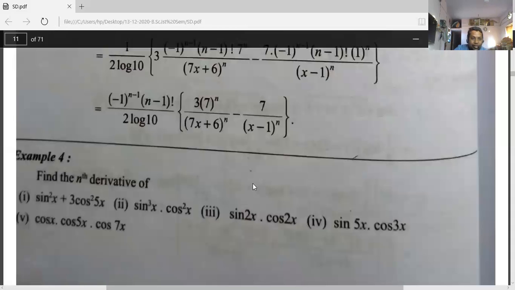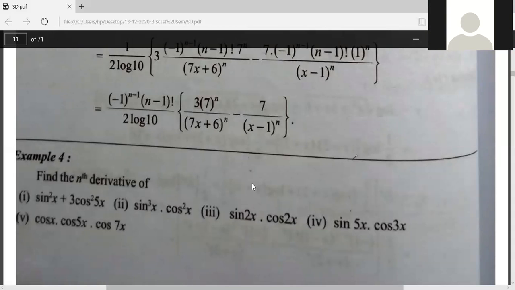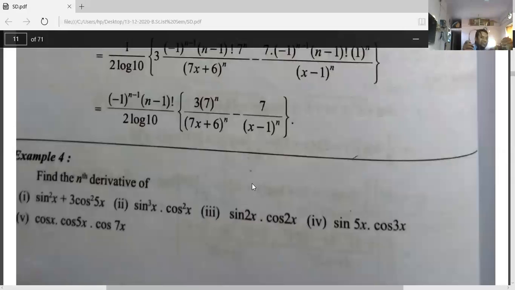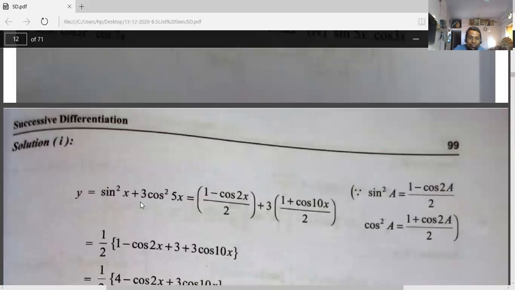Now find the nth derivative of sin^2 x + 3 cos^2 5x. Here, sin^2 x: you have the formula for sin(ax+b), but for sin squared, which is a product, you don't have the formula, and you can't apply the linearity property directly. Okay, you can apply it, but here you have to split it.